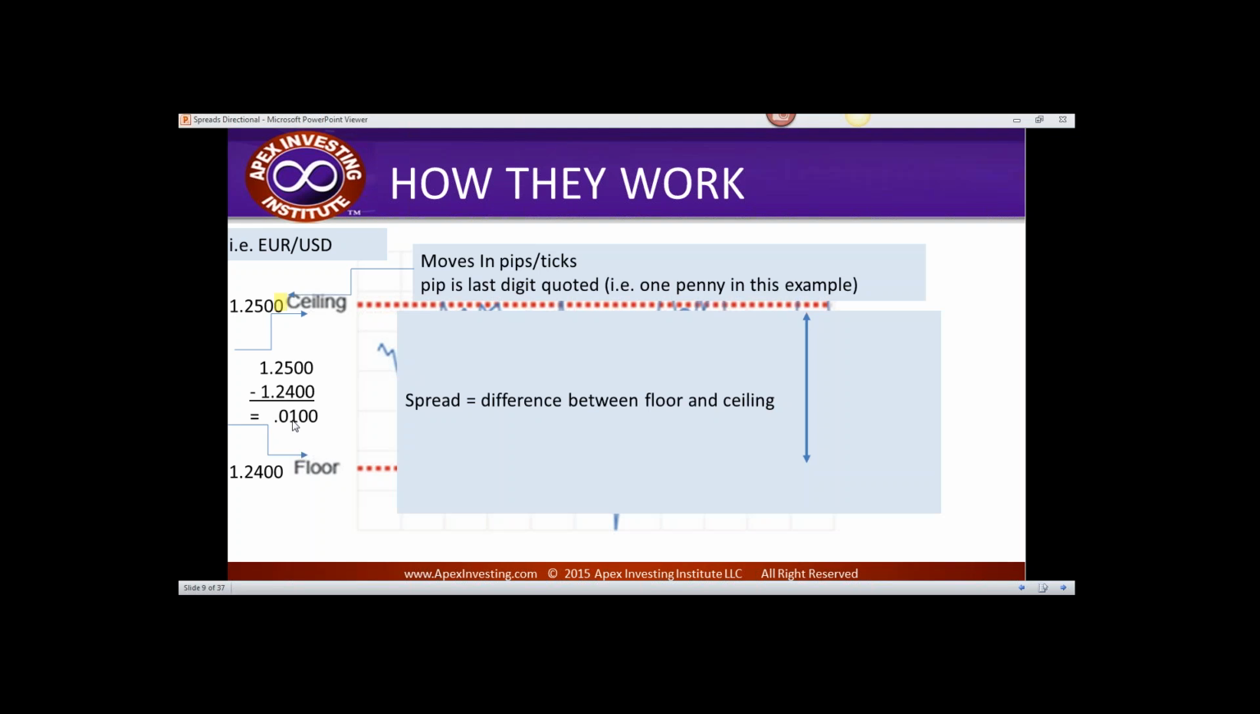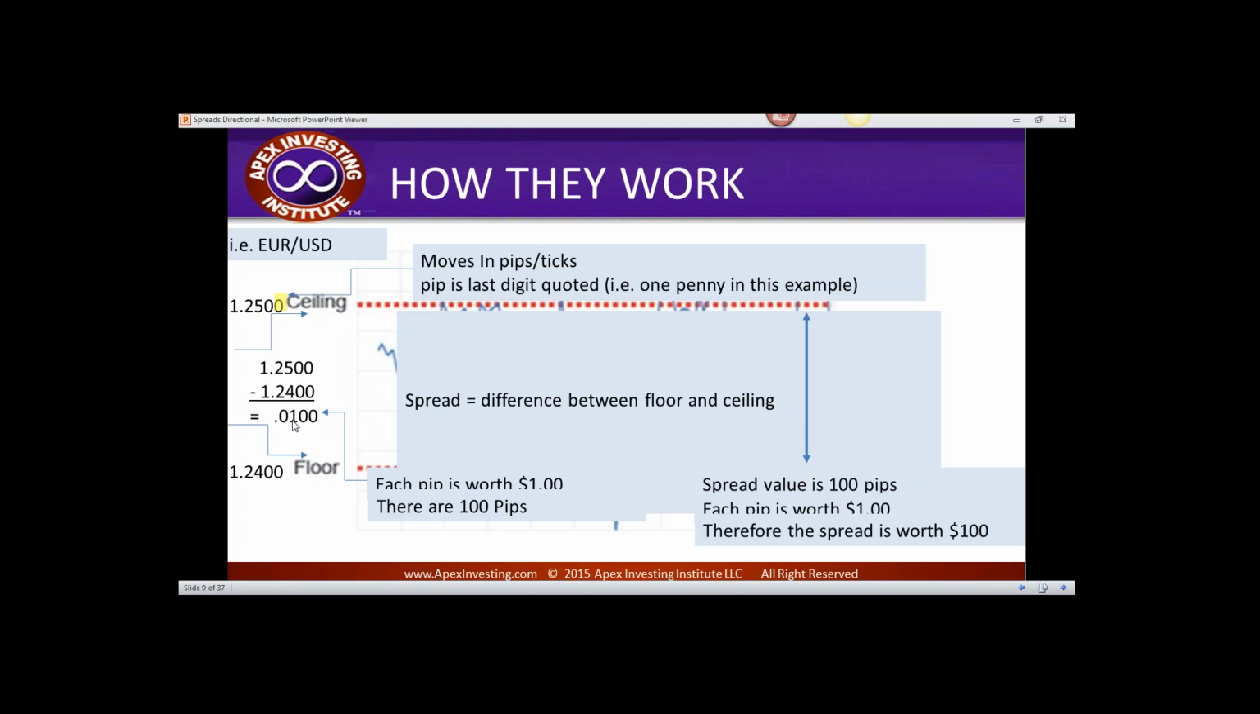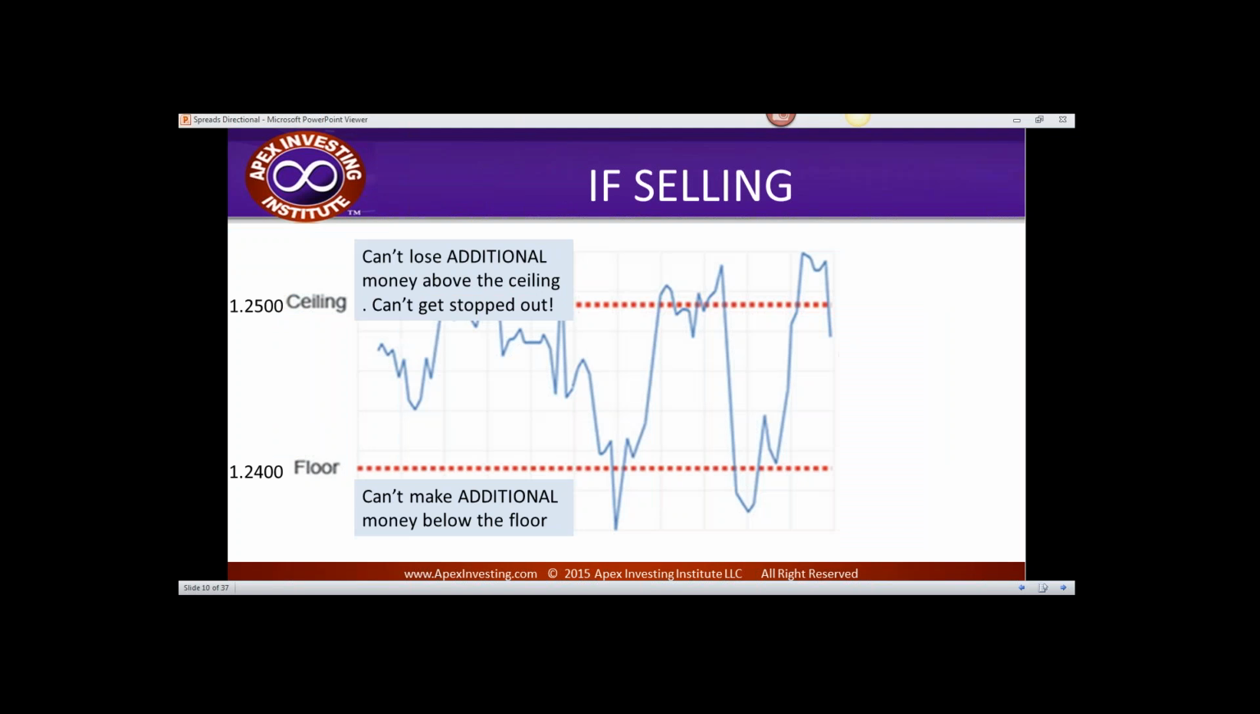Again, it moves in pips or ticks. It's the last digit quoted. So each pip is worth $1, and these are 100 pips. So the spread value is 100 pips, each pip being worth $1. So the overall spread is worth $100. Okay? But it all depends on where you enter the spread.